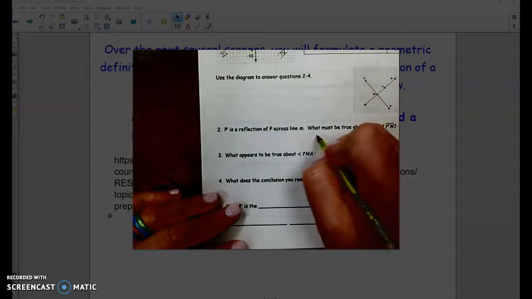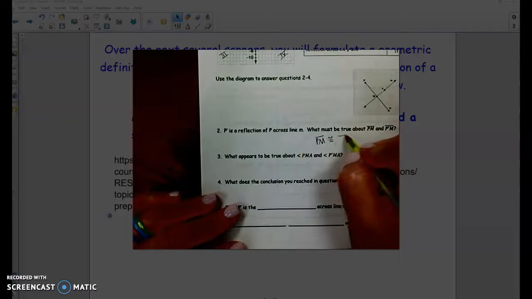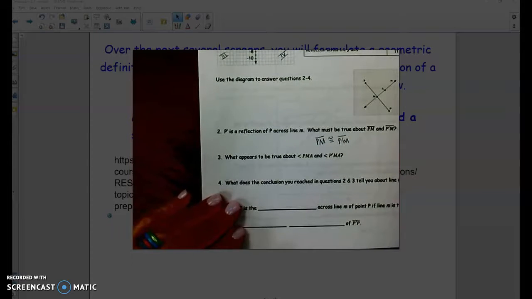So we can say that segment PM is congruent, which remember is the equal sign with a little squiggly above it, to segment P prime M. They're congruent to each other. They have exactly the same length.